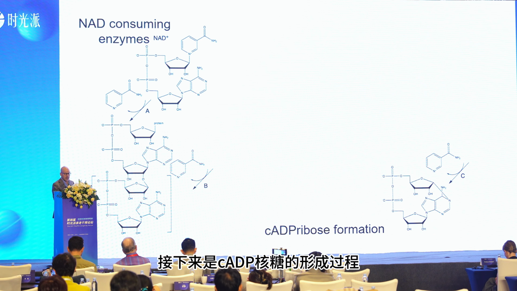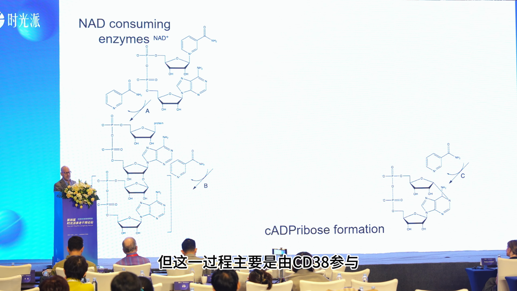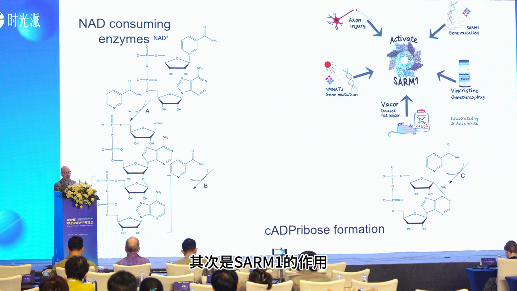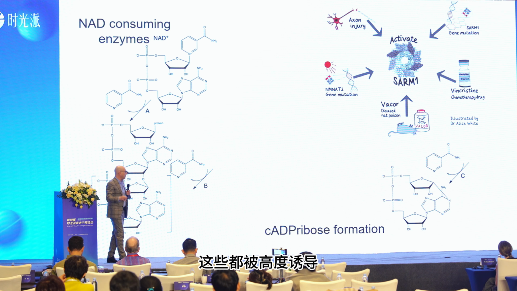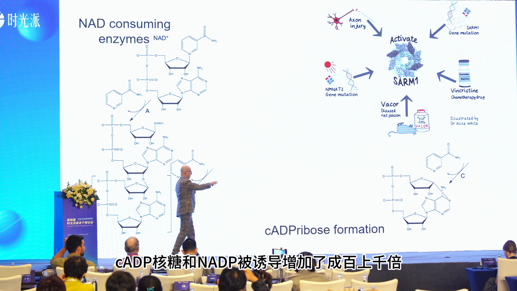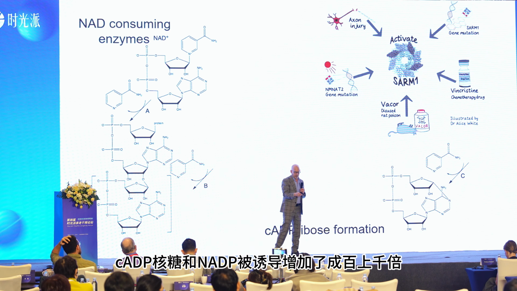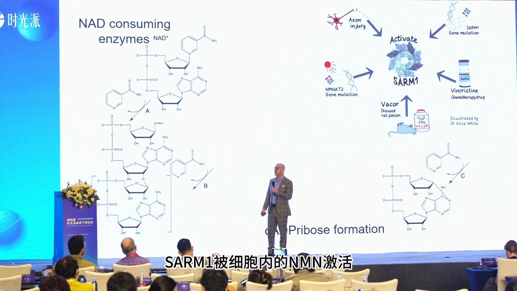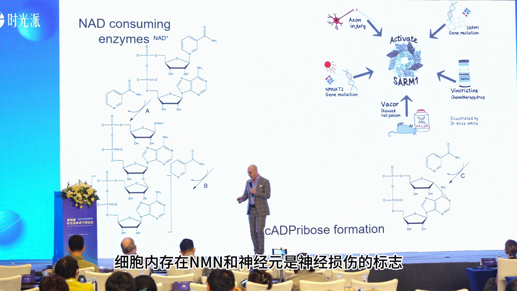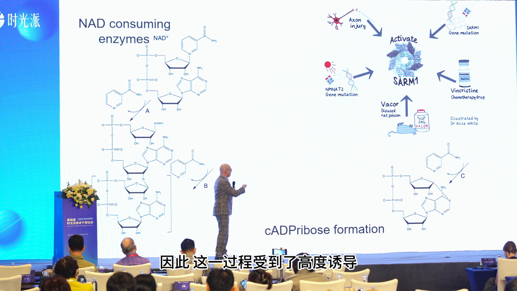And then cyclic ADP-ribose formation. Not sure if I have a slide for that, but it's done by CD38 mainly, and by SARM1. There's two different families, and these are highly, highly induced. So cyclic ADP-ribose formation and NADP formation is 100 or 1,000-fold induced. SARM1 gets activated by intracellular NMN. Intracellular NMN in neurons is a sign of neuronal damage and activates this enzyme SARM1. So these are highly, highly induced.